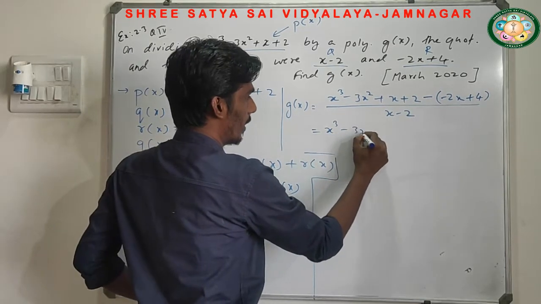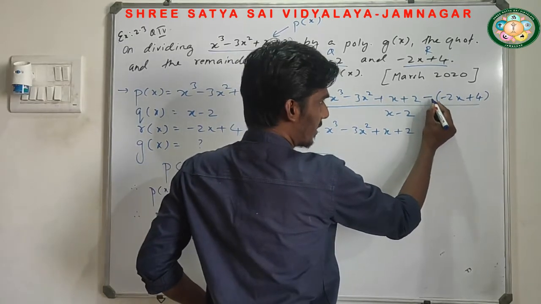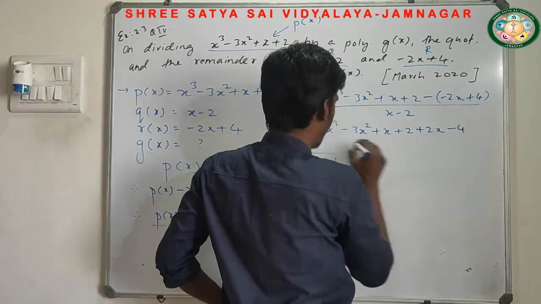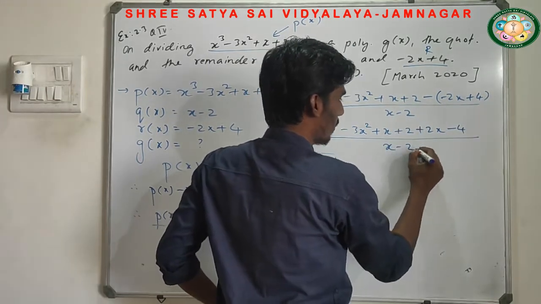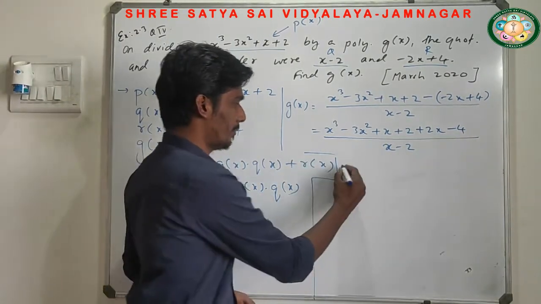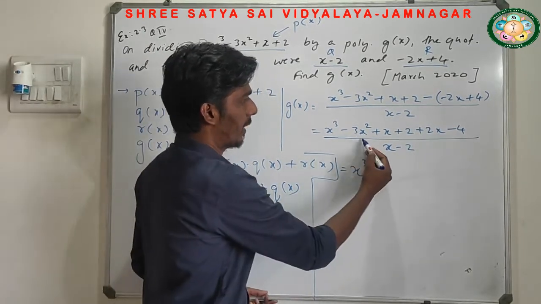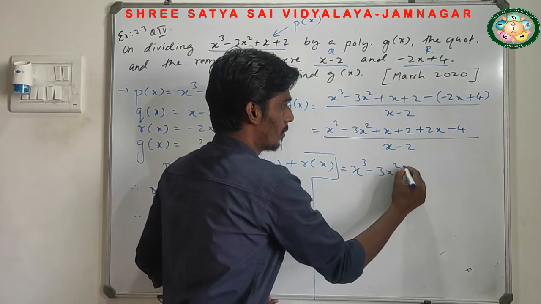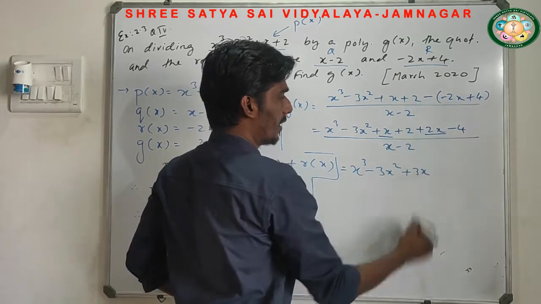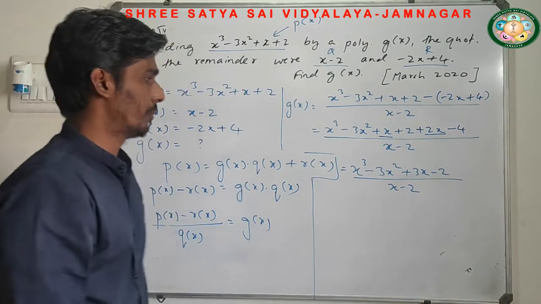So x cube minus 3x square plus x plus 2. This minus sign will change both the signs. So minus becomes plus 2x, and plus 4 becomes minus 4. This is divided by x minus 2. Now add all the like terms together. X cube, there are no like terms for x cube, so x cube as it is, minus 3x square as it is. Now x plus 2x is how much? 3x. Plus 2 minus 4 is minus 2, divided by x minus 2.